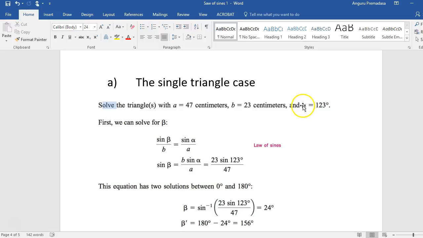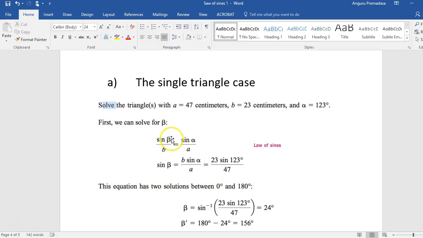So we can take sine alpha divided by A, and look at something unknown. We know B, but we do not know beta. So we might want to find beta. So let's first find beta. Sine beta over B is equal to sine alpha over A. And then if you cross multiply, you will see that A sine beta is equal to B sine alpha. So sine beta is equal to B sine alpha divided by A.